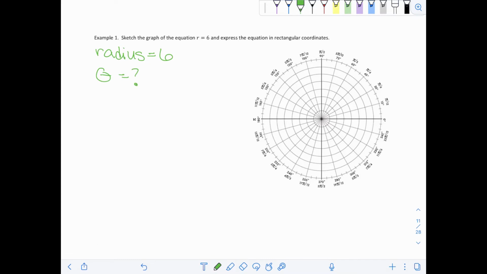If we think about some points where that might happen, let's say we go out 1, 2, 3, 4, 5, 6 here. This would be 6 with a 0 angle. This would be 6 with a pi over 6 angle. This here would be 6 with a pi over 2 angle. You might be getting the idea now, but if we plotted all of those points, we would end up with a circle, this circle, with the center at the pole, and the radius is equal to 6. So that's the graph of r is equal to 6.